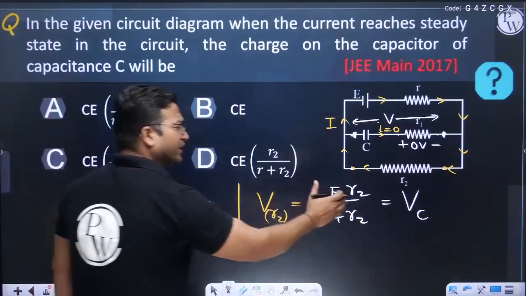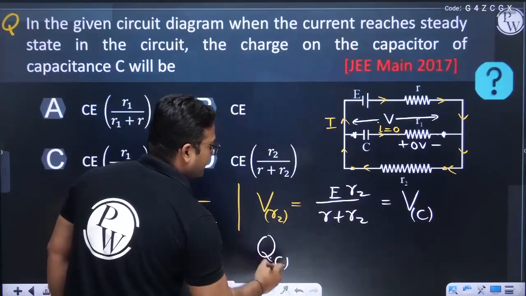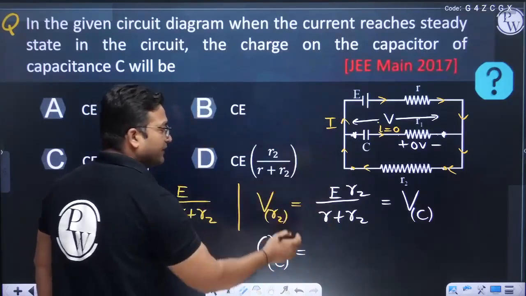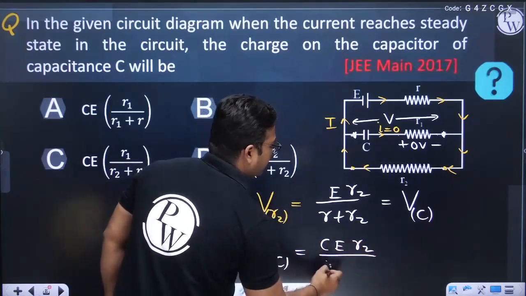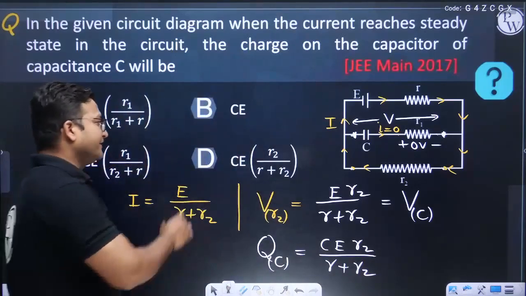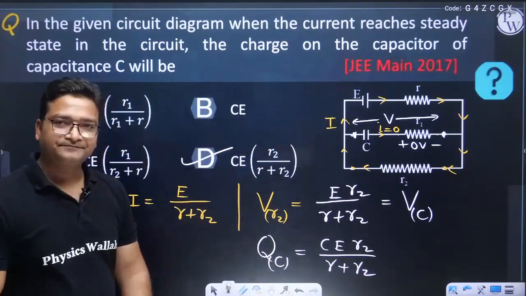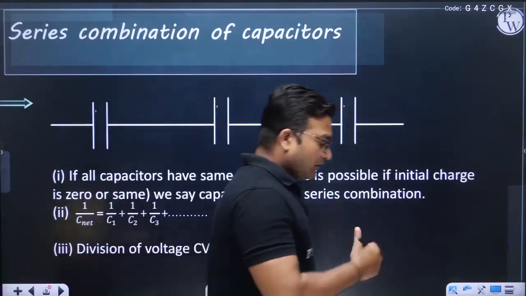And if this is the potential difference across the capacitor, the charge on the capacitor can be written as C times V, which will be C E R2 divided by R plus R2. And the correct answer is obviously D. Okay, over to the next question.